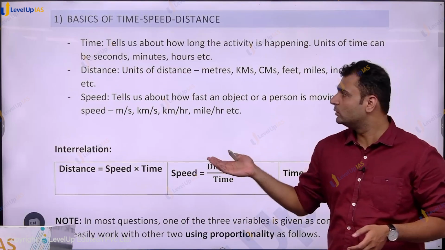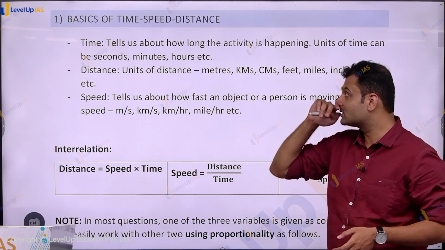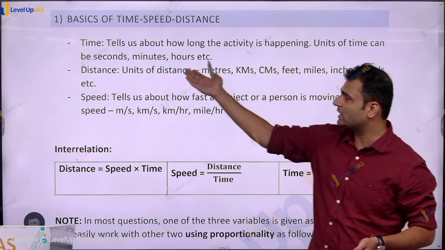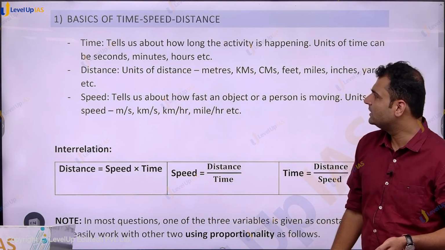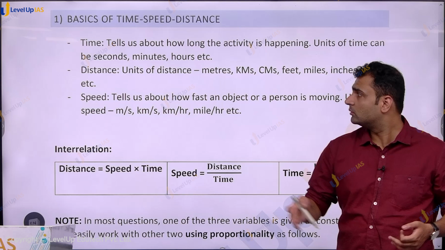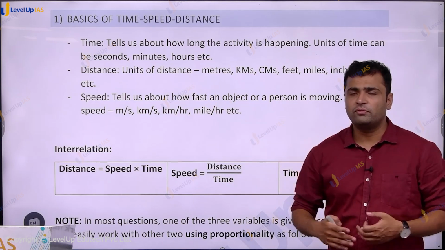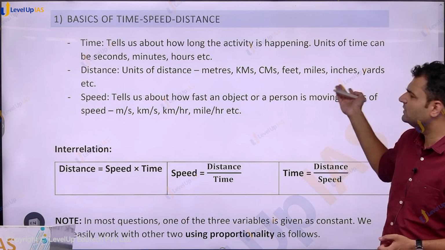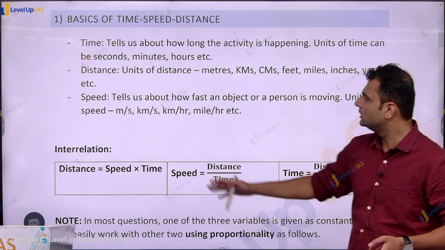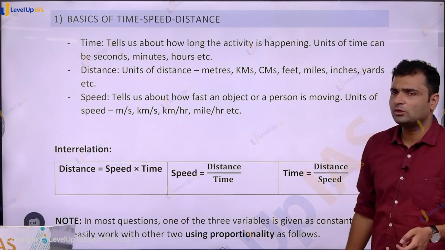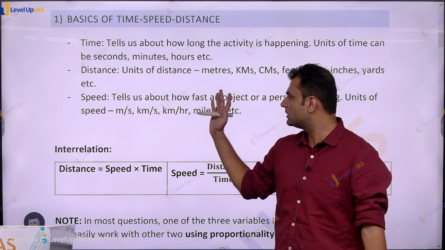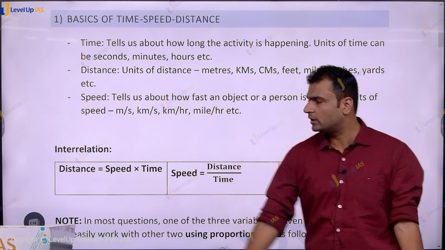I hope you already know what is time, what is speed, and what is distance. Time tells us how long an activity is happening. Units are seconds, minutes, hours, etc. Distance tells us how far we are going, and units are meters, kilometers, centimeters, feet, miles, inches, etc. And speed tells us how fast an object or a person is moving. Units: meter per second, kilometer per second, kilometer per hour, mile per hour, etc.